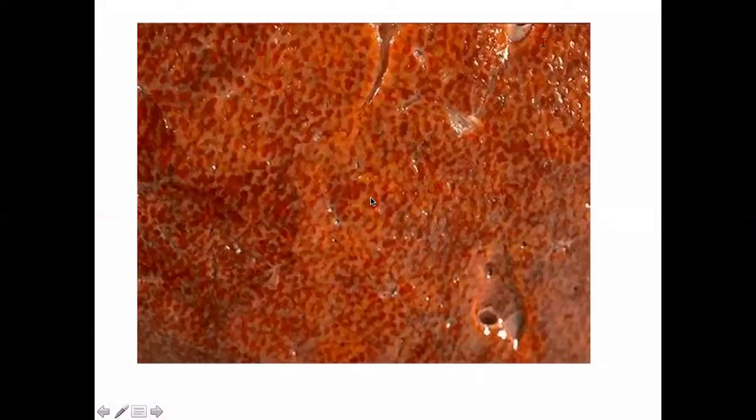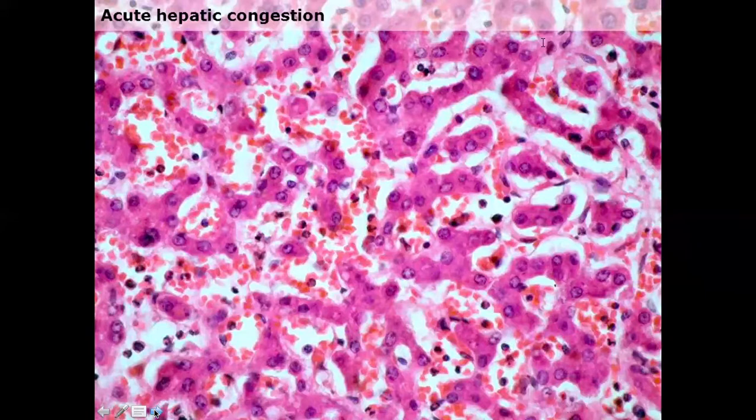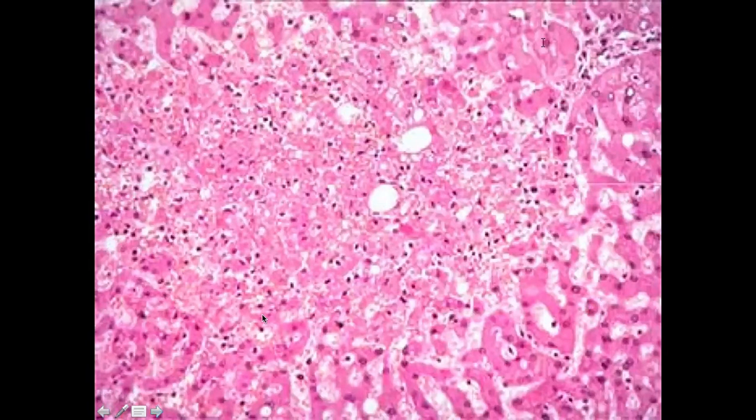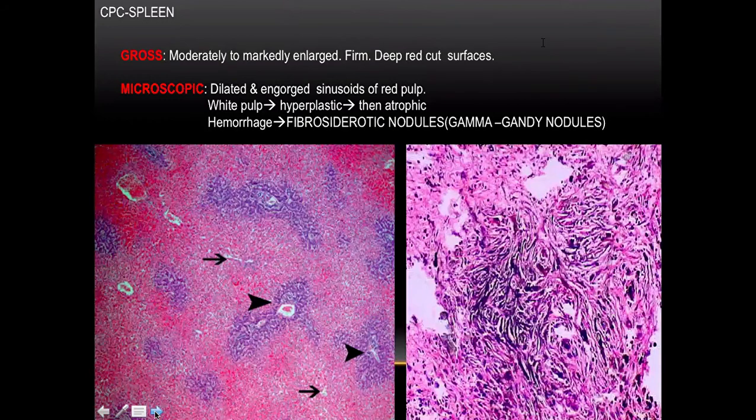So this is a chronic passive congestion of the liver due to the back pressure into the systemic circulation. Okay? So here, acute hepatic congestion, you can see dilated blood vessels full with red blood cells. Okay? Then same as that, the liver. So about the spleen, no? In the spleen, it is the same. There will be many red blood cells there because of congestion.